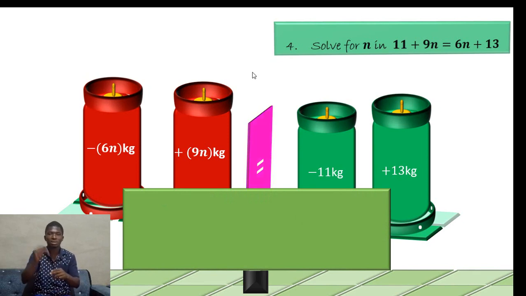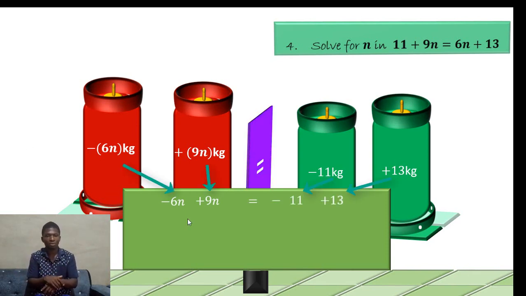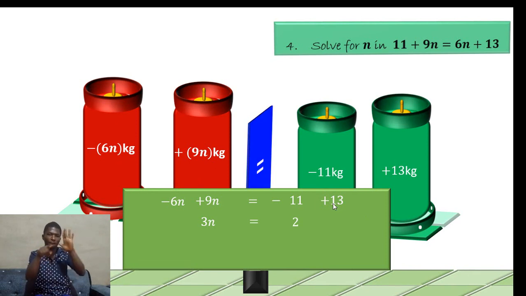Then you say minus 6n plus 9n equals minus 11 plus 13. So when you simplify what you have on this side, you have 3n to be equal to what you have on this side, which should be plus 2. So your n can now be 2 over 3. That's the value of your n. The variable we're looking for happens to be a fraction. Okay, so let's move on.